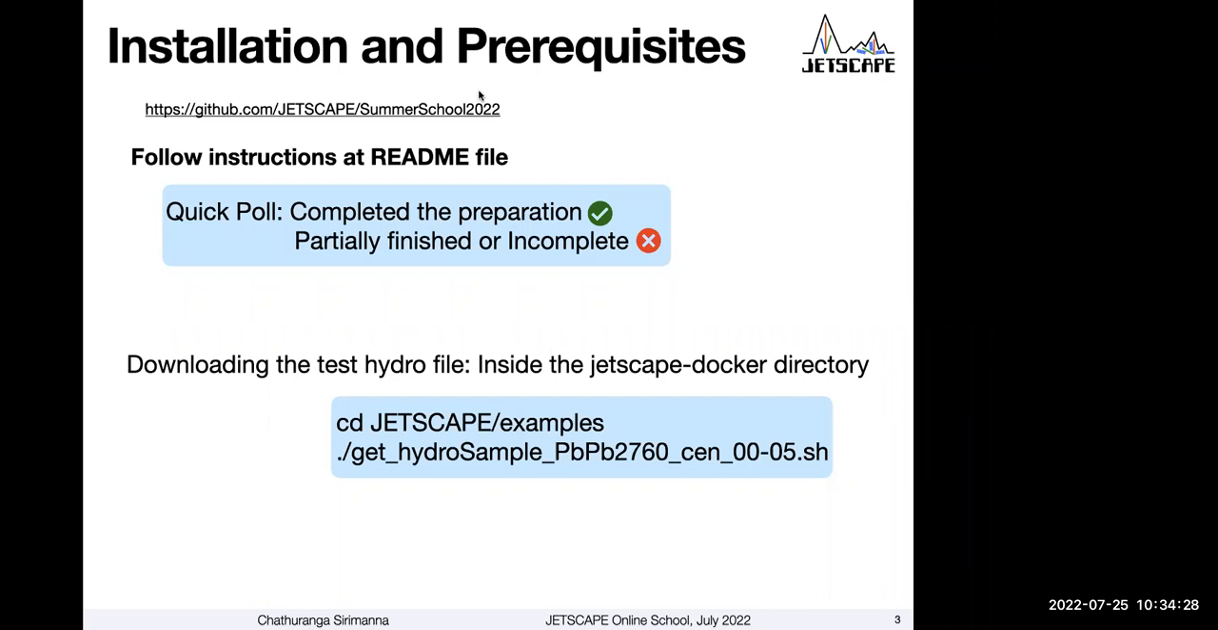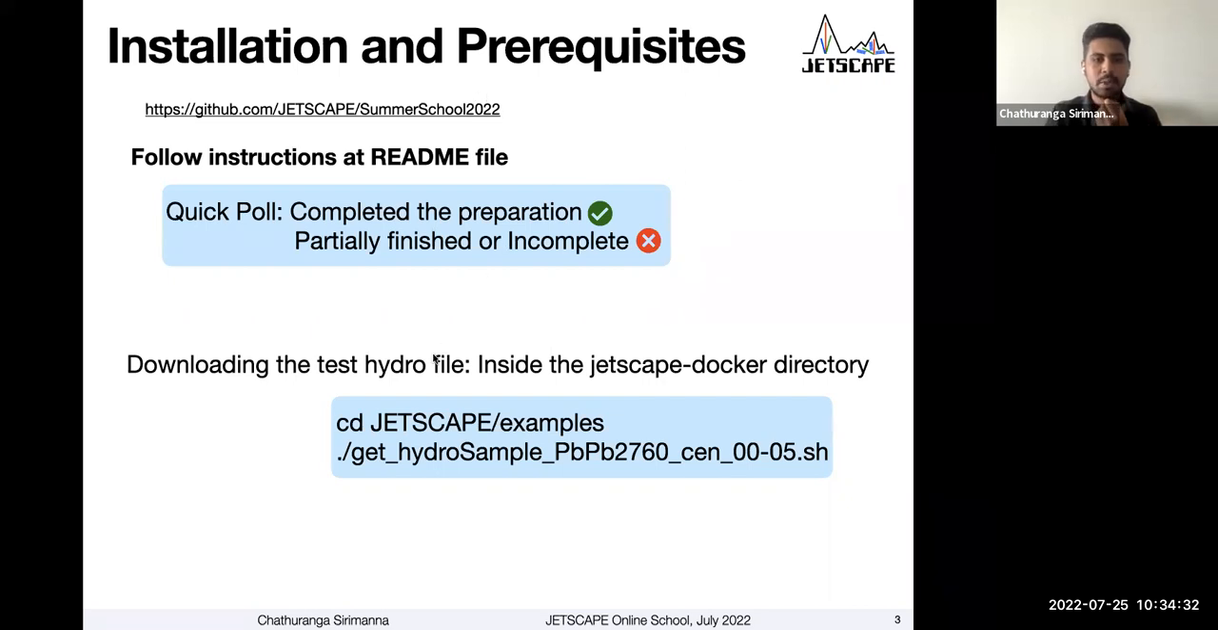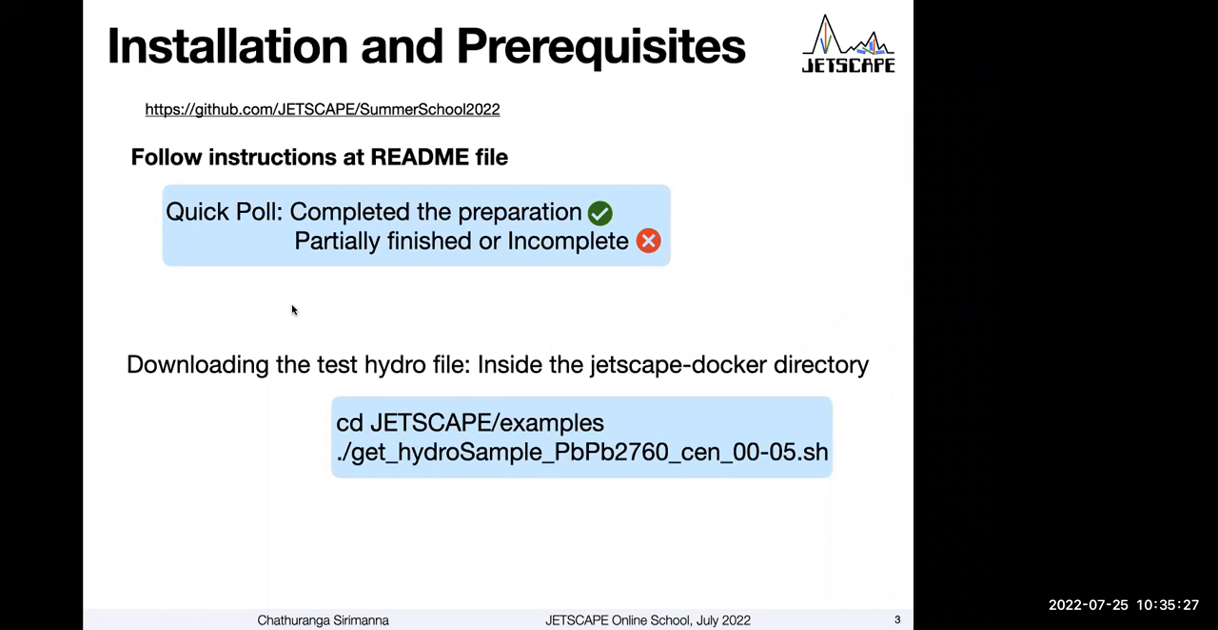If somebody has any problem with the installation or preparation instructions, then they should use this red cross mark in the Zoom. So far we have about 5 people who couldn't complete. And you can ask any question about preparation instructions in the Slack channel, and you will get help instantly. This is more important because when you move forward, this is the basic thing you need to have in this installation. So I'm counting about 30 people who have successfully completed the preparation.